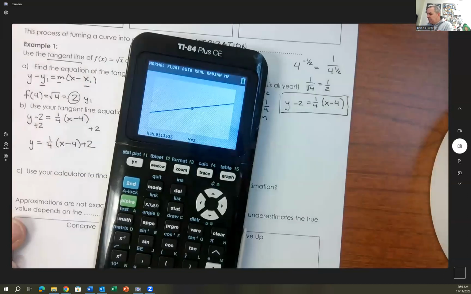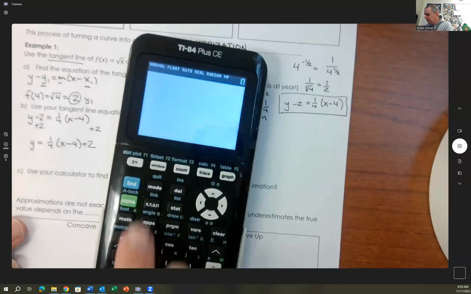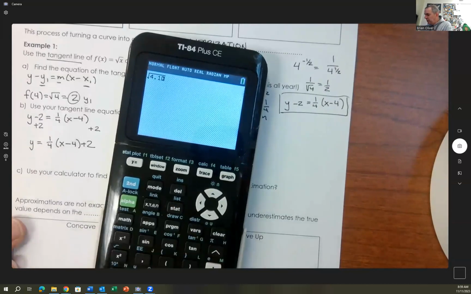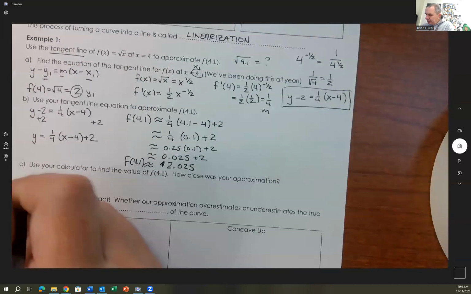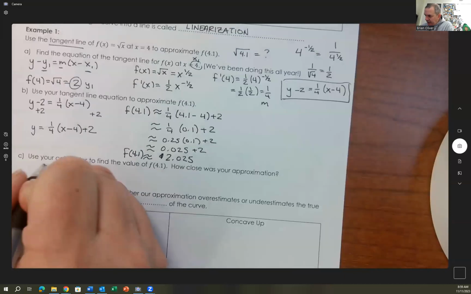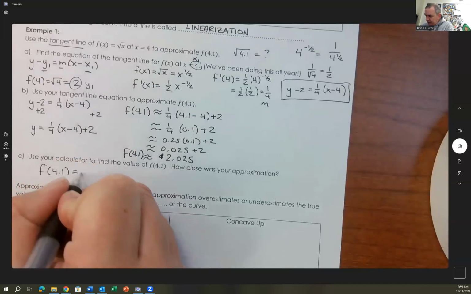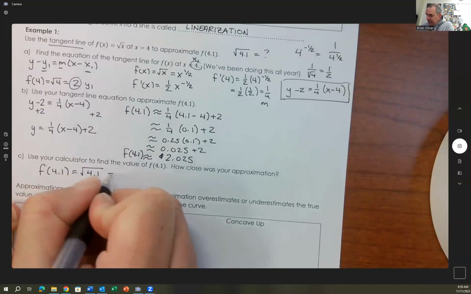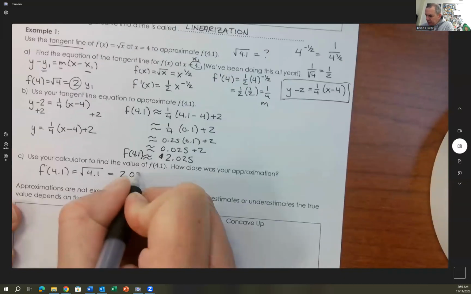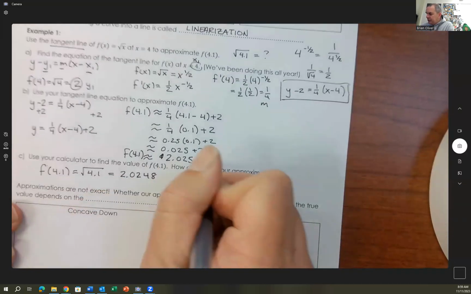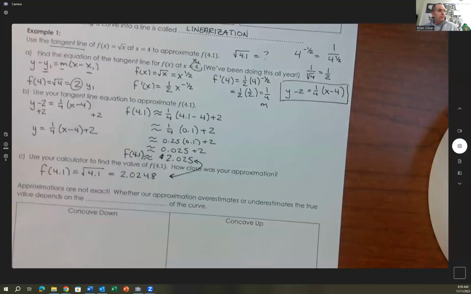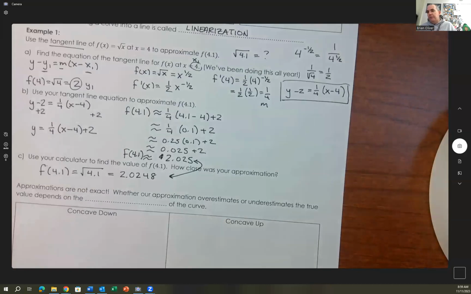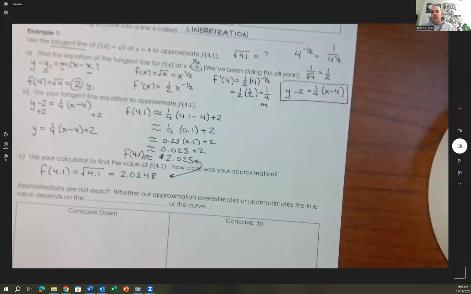I'm now going to actually take the square root in the calculator. So second, square root, 4.1, and it gives 2.0248. So what it tells me is in my calculator, f of 4.1, which is the square root of 4.1, actually equals 2.0248. And if you look at these two numbers here, they're pretty darn close. What that means is I did a pretty good job of approximating, and that's what we do with approximation.